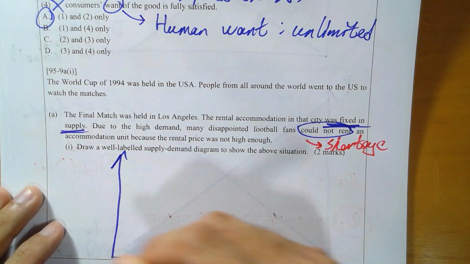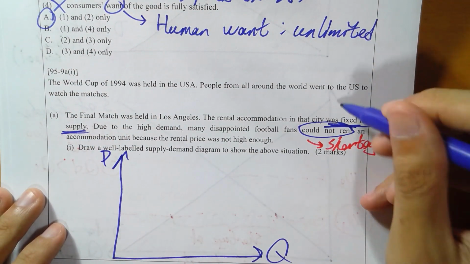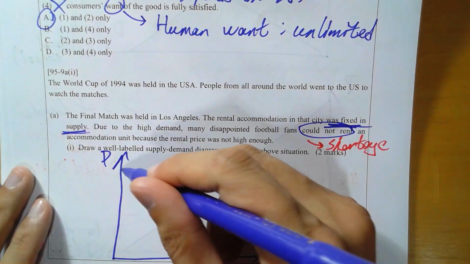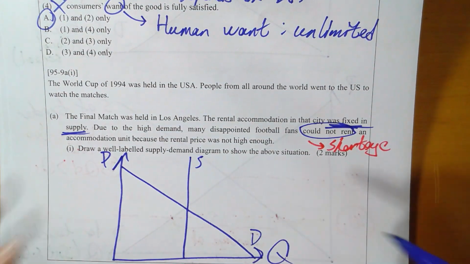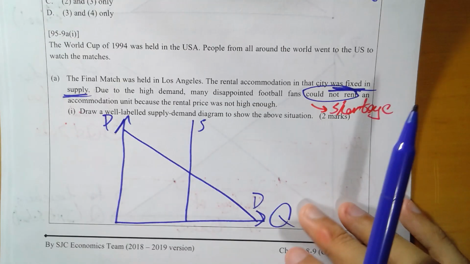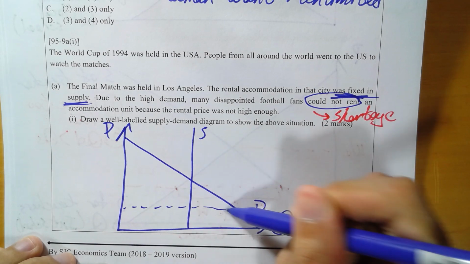Then we only draw a diagram. Then be done with it. We just say supply is fixed. This is a fixed supply. Then we have a demand. Right now, we need shortage to appear. Shortage 咩意思啊？QD is too big. Okay?